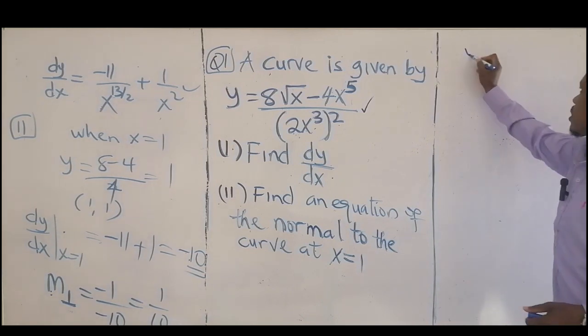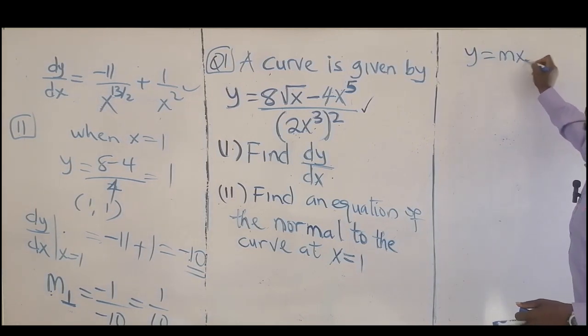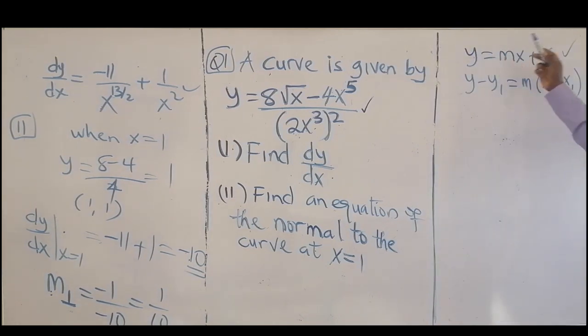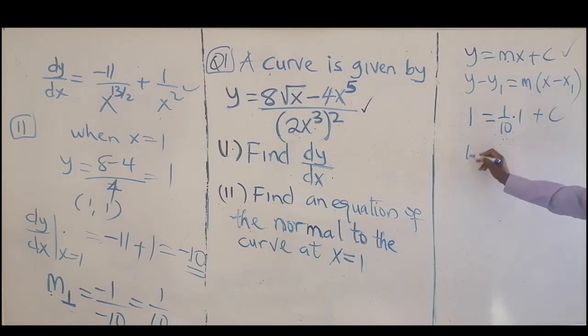So using the equation of a straight line, y equal to mx plus c, I know this one also. So y is equal to 1, my gradient of the normal is 1 over 10, times 1 plus c. Can you multiply all through by 10? So this will be 10, this is also times 10, that's 1, plus 10c.